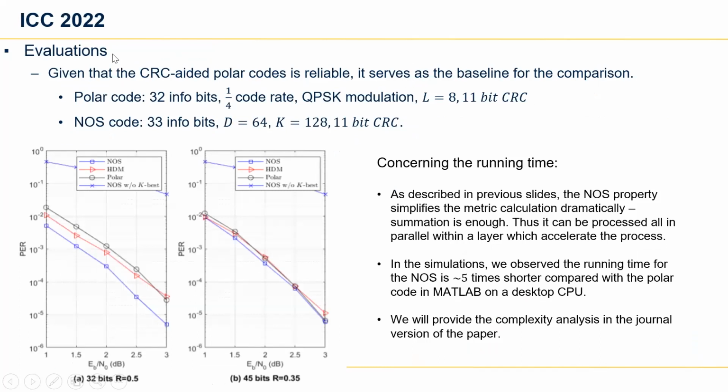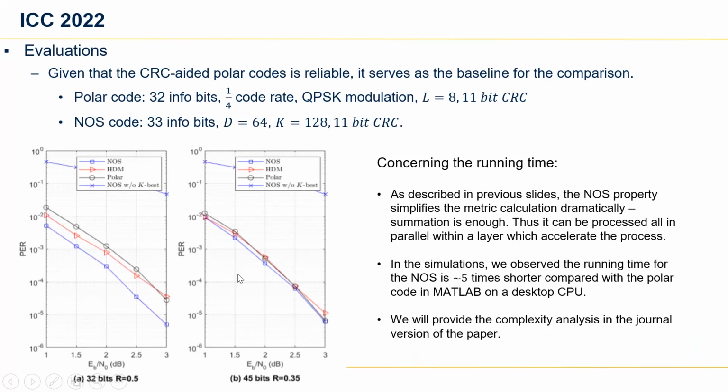And finally, it is the evaluation part. Given that CRC-aided polar codes are very reliable, they serve as a baseline for the comparison. In the left plot, we have the polar code with 32 information bits. The code rate equals 1/4, and it is QPSK modulated. The list size equals 8, and the information bits are protected by an 11-bit CRC. For the NOS code, we have V equals 3, M equals 2048, and that means it has 33 information bits. It has the same amount of channel uses, and K equals 128, the CRC equals 11 bits. As you can see in the left plot, the NOS code outperforms the polar code by near 0.5 dB, which is quite impressive.